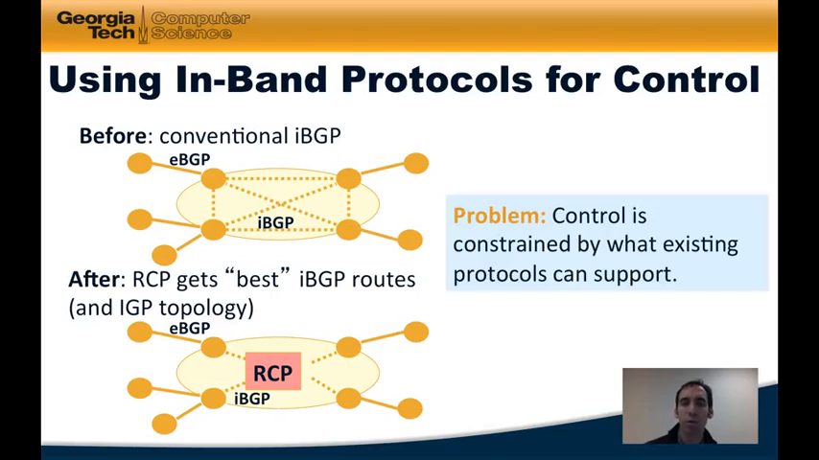However, the problem with the approach is that the control that one has over the network is constrained by what existing protocols like BGP can support. So effectively, the RCP was limited because all it could do is control BGP routing decisions, when in fact, a network operator might want to control a much wider range of behaviors.